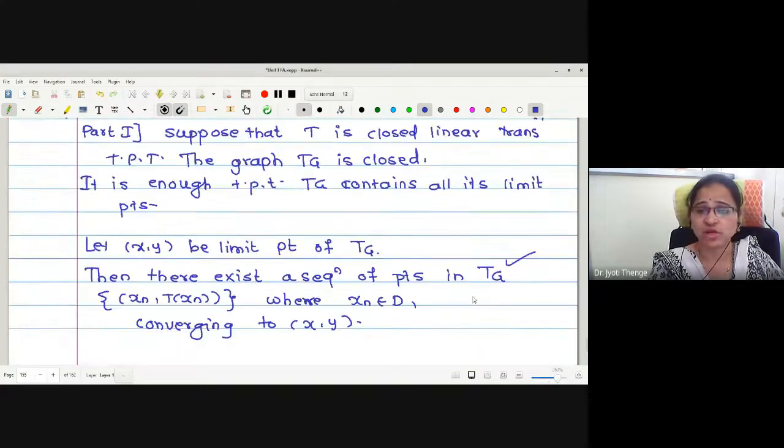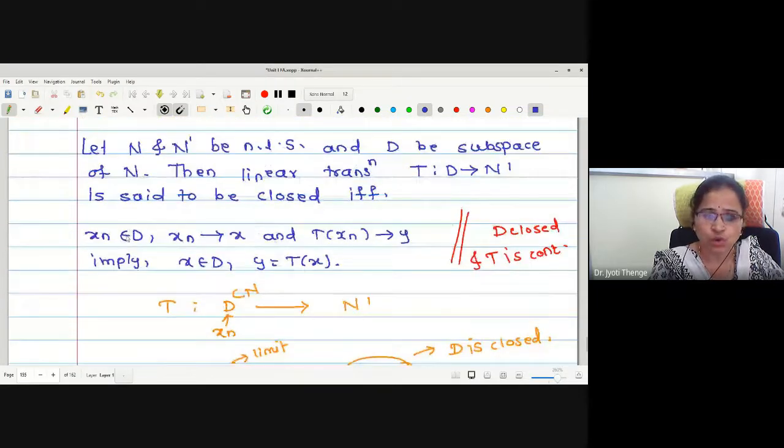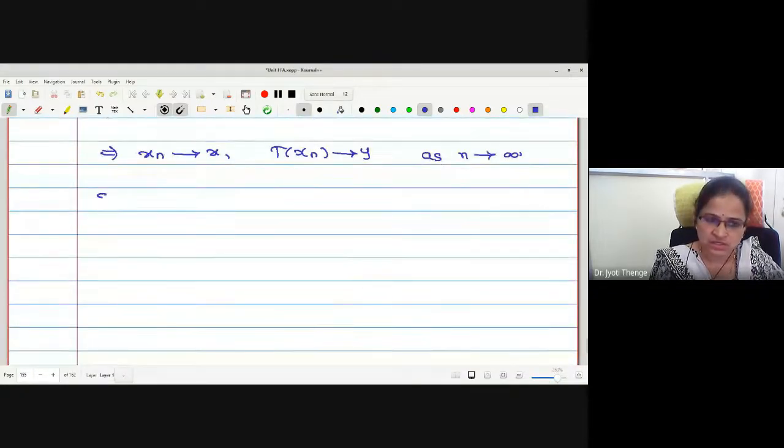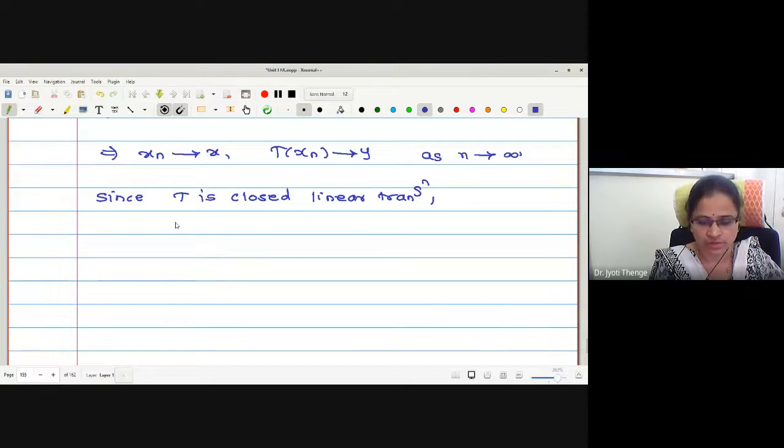But what is our assumption? T is a closed linear transformation. xn is in D, xn tends to x, Txn tends to y. What will it imply? x is in D and y equals T of x. Therefore, since T is a closed linear transformation, may I write x is in D and Tx is equal to y.